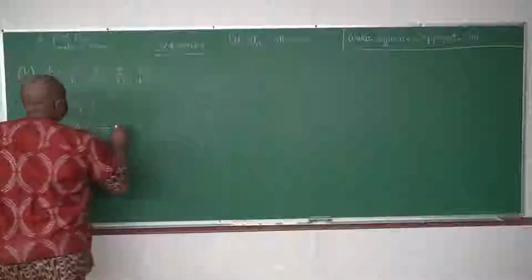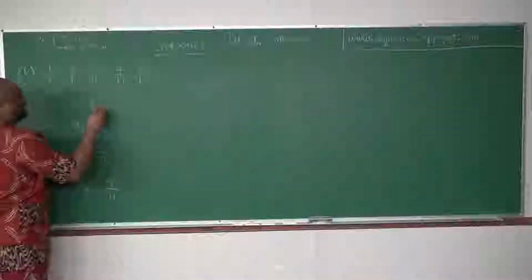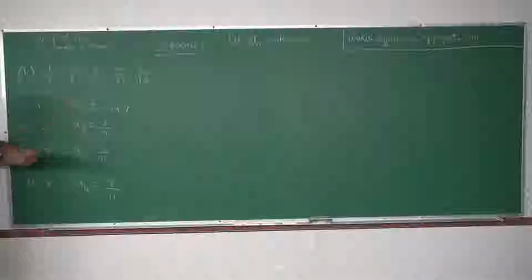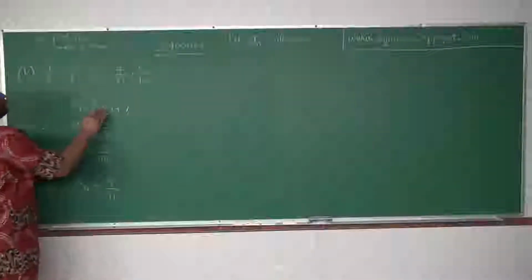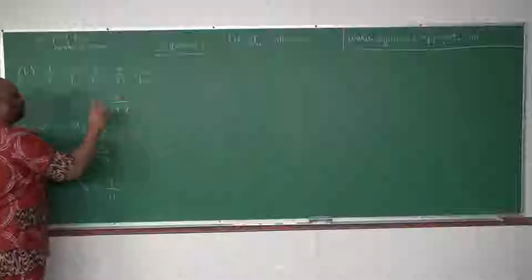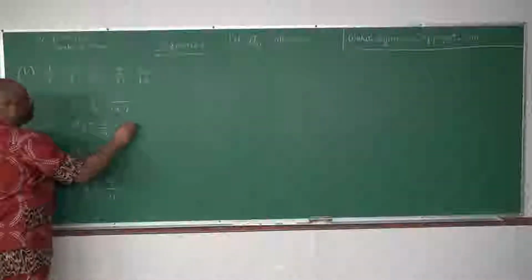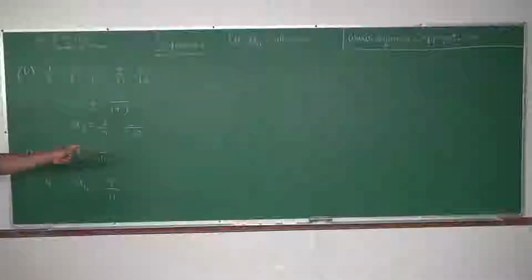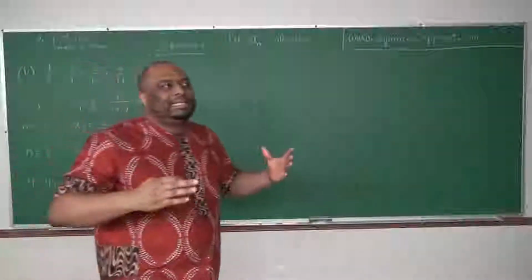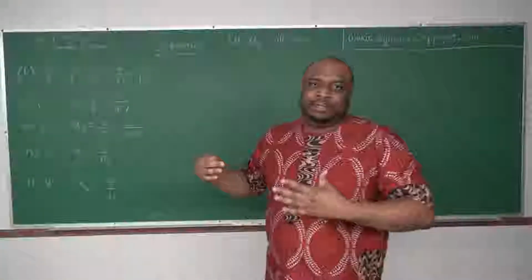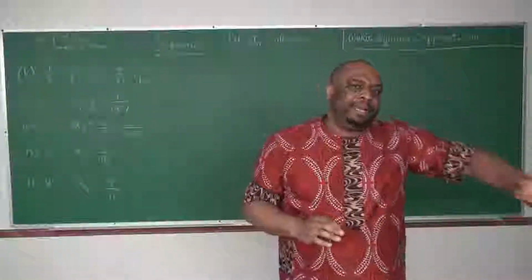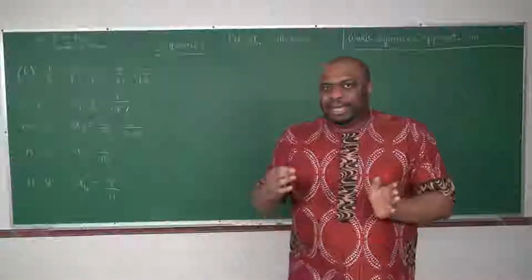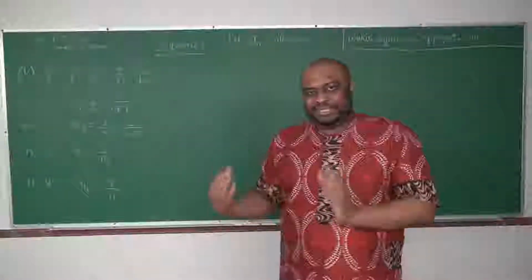As you can see here, 8 is 1 plus 7. So this is equal to 1 over 1 plus 7. This is 2 over 2 plus 7. Because the thing there is, this is a sequence. However, it is not an arithmetic sequence or geometric sequence. It is a sequence, but of another kind.